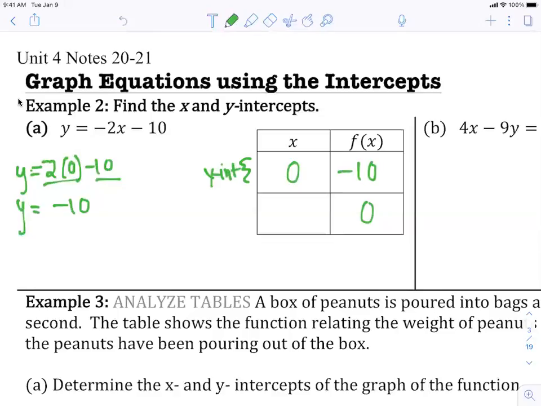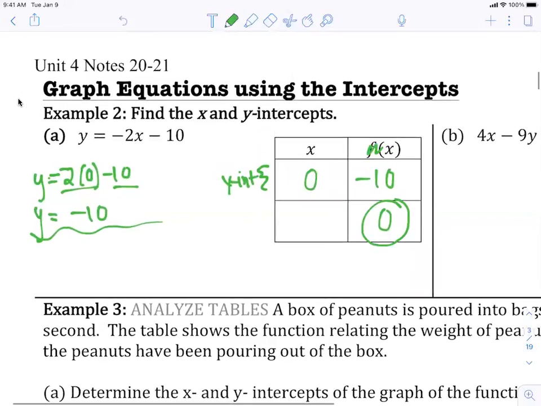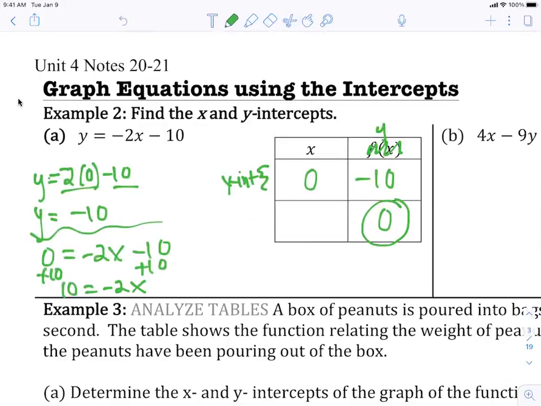And the other one, let's solve for that guy. Here, 0 is in place of f of x, which is the same thing as y. So let's plug it in. Plug in 0 for y. And let's solve for x. Let's add 10 over to the other side. We're going to get 10 equals -2x.